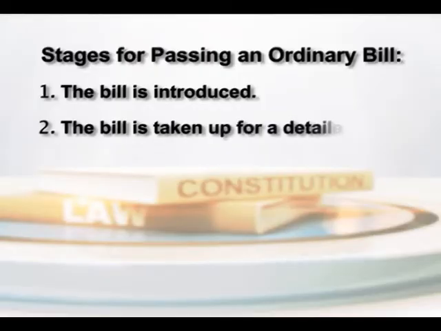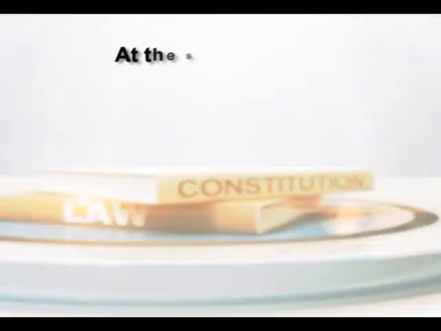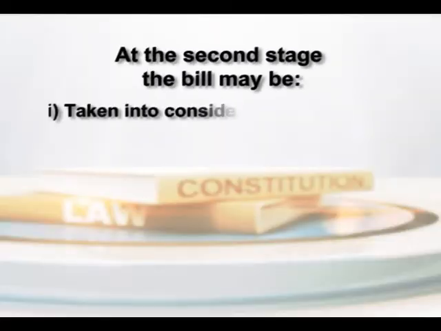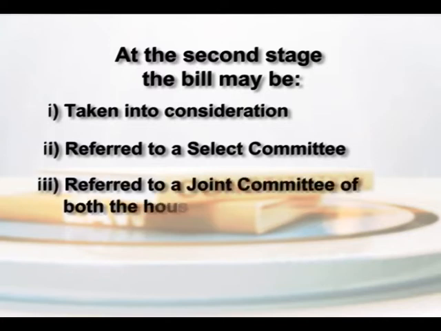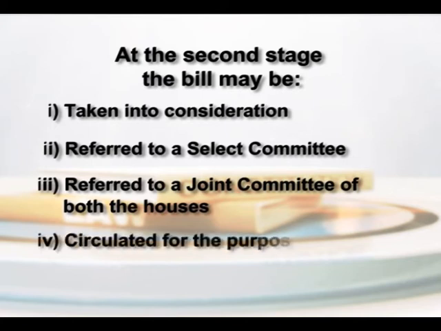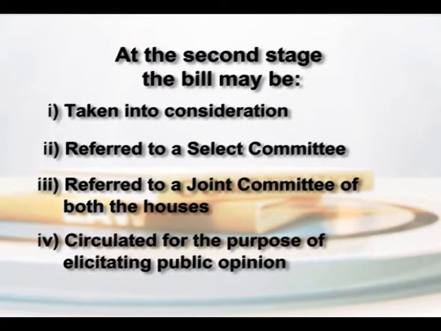Now, at the second stage, the bill is taken up for a detailed discussion. All principles of the bill are thoroughly debated, and it is in this stage that the House is left with four options. First of all, the bill may be taken into consideration. Secondly, the bill may be referred to a select committee. Thirdly, the bill may be referred to a joint committee of both the houses. And finally, it may be circulated for the purpose of eliciting public opinion about it.